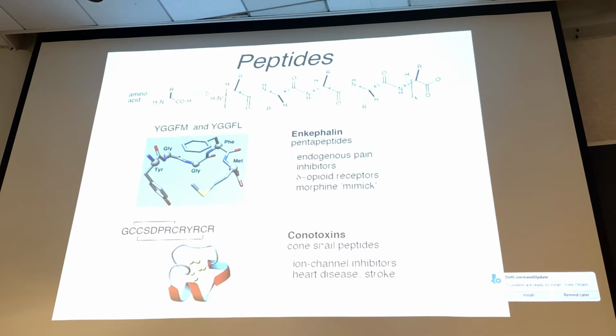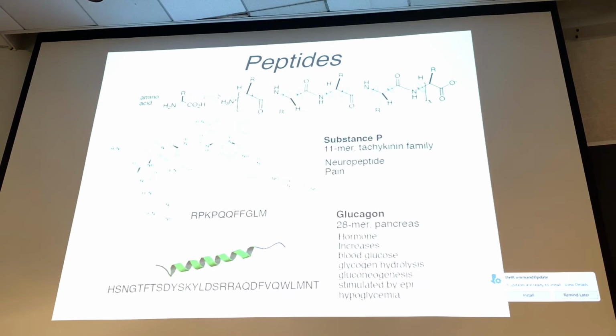Different bioavailability. Then we have the conotoxins, these cone snail peptides, which are ion channel inhibitors. They'll induce heart attacks, heart disease, and stroke. These are very dangerous things. What you see here is cysteine-cysteine disulfide linkages. We'll have to talk about that later. Their little shapes there bind to those receptors. We've got substance P, which controls pain. It's a neuropeptide.